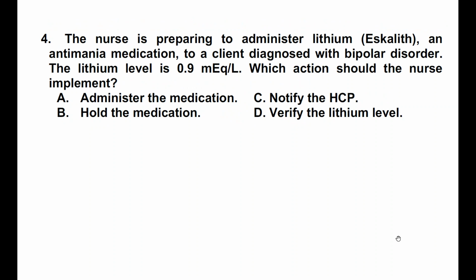Four. The nurse is preparing to administer lithium Eskalith, an anti-mania medication, to a client diagnosed with bipolar disorder. The lithium level is 0.9 milliequivalent per liter. Which action should the nurse implement? A. Administer the medication. B. Hold the medication. C. Notify the healthcare provider. D. Verify the lithium level.